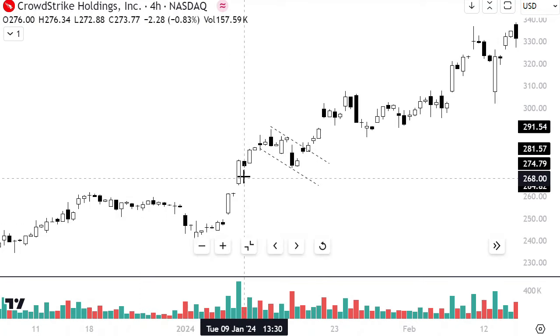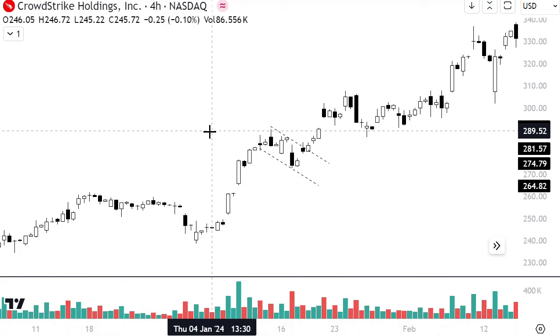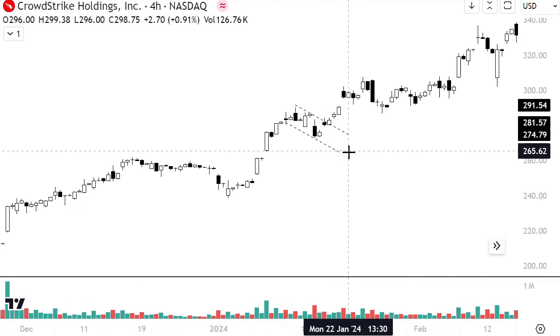So again, you want to see a nice strong leg up. That's your first clue to look for a flag. And then we get a nice orderly consolidation here, a pullback on it.